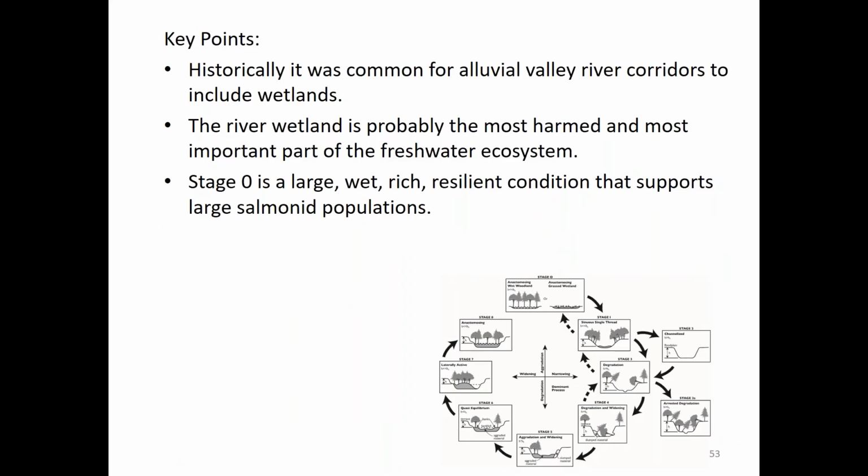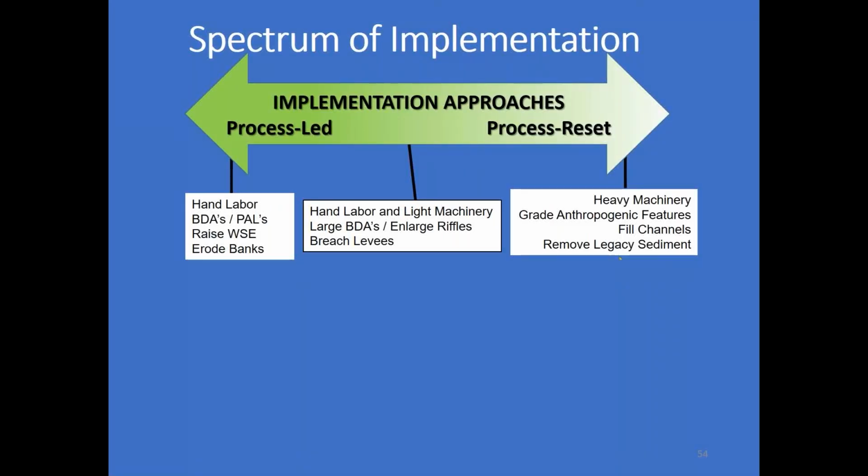So my key points are, historically, it was common for alluvial valley river corridors to include wetlands, and the river wetland is probably the most harmed and most important part of the freshwater ecosystem. And stage 0 is a large, wet, rich, resilient condition that supports large salmon populations. So how is stage 0 being implemented? You're going to see some examples coming up from Johan and Kate. And there are different ways of approaching stage 0 restoration. There was a question earlier to either Tim or George about that.